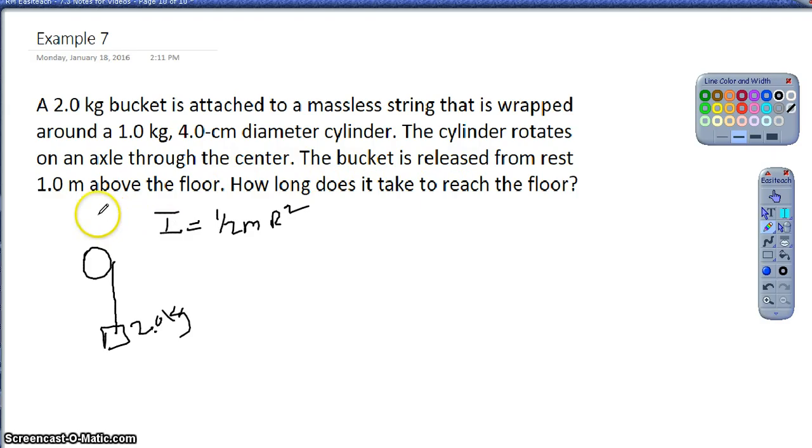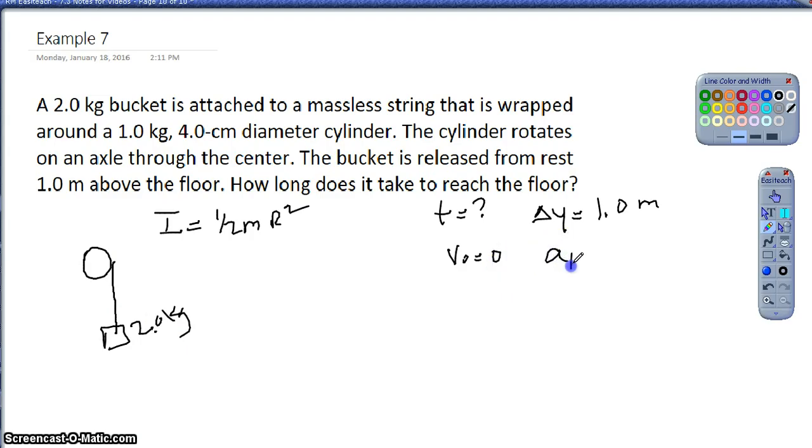But anyway, the bucket's released from rest 1 meter above the floor. How long does it take to reach the floor? So ultimately what this does again is it ties in linear kinematics with angular motion as well. It's asking me the time that it takes to reach the floor, right? Well, if I think about linear kinematics, I know that the height, so the change in y, if you will, would be 1 meter. I know the initial velocity would be 0 because the system's starting at rest.